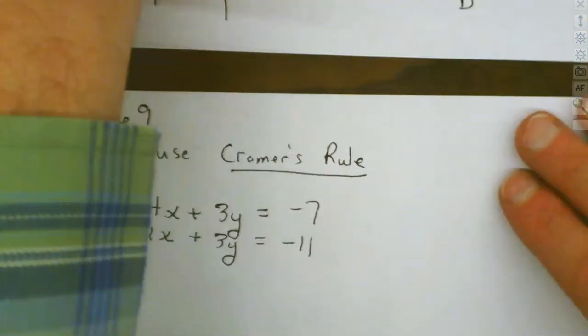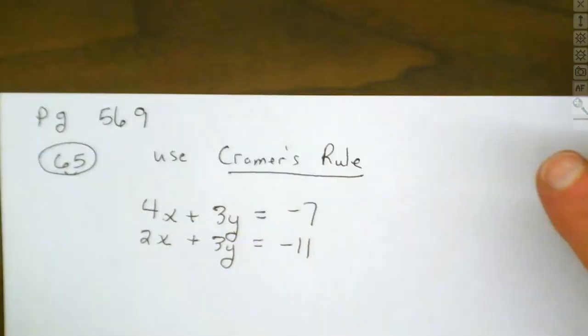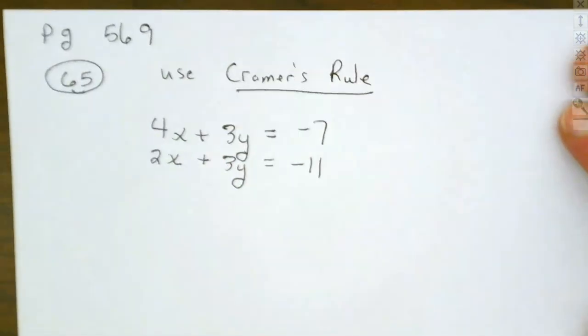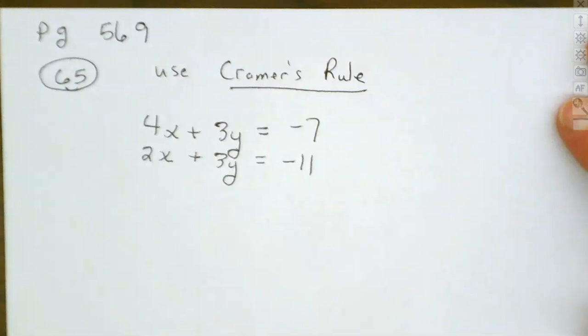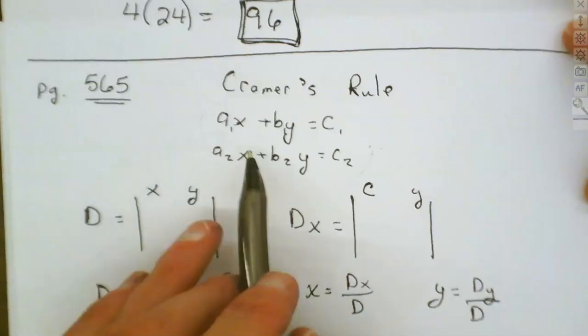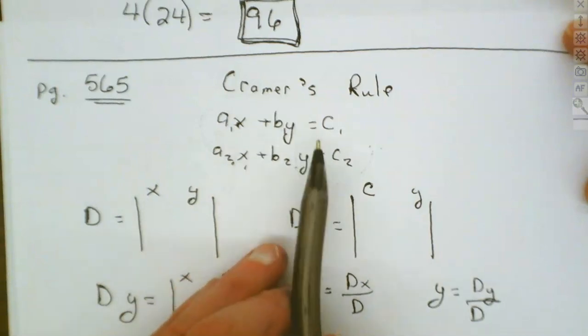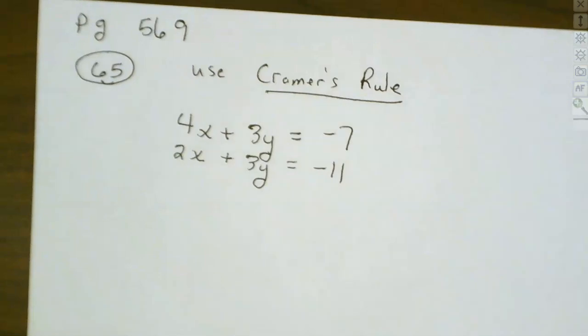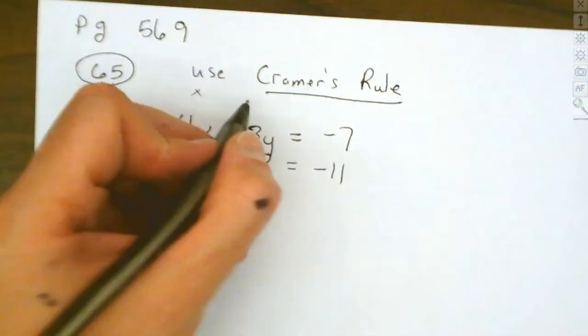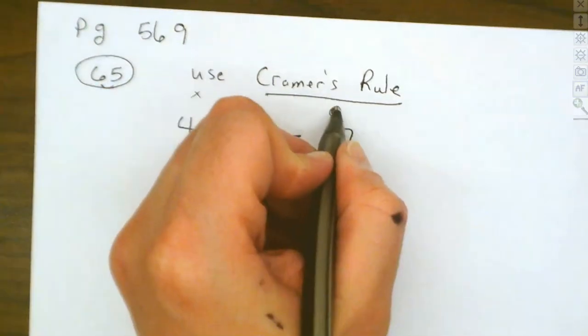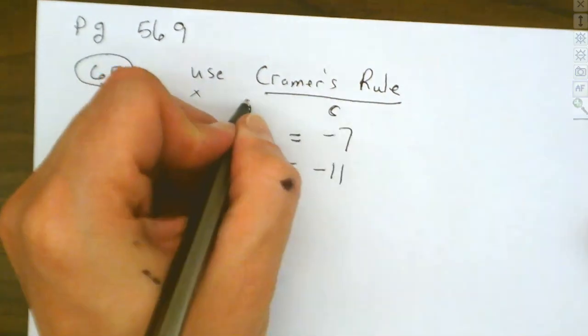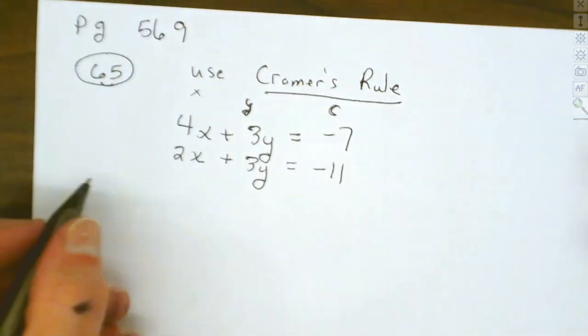Okay, so this is going to be using Cramer's rule. First off, it needs to look like this. So are the x's on top of the x's, y's on top of the y's, and numbers on top of the numbers? Does that look like what we've got here? Yes. Okay. So this is your x, this is your y, and these are your c's. So we've got to find our three determinants.